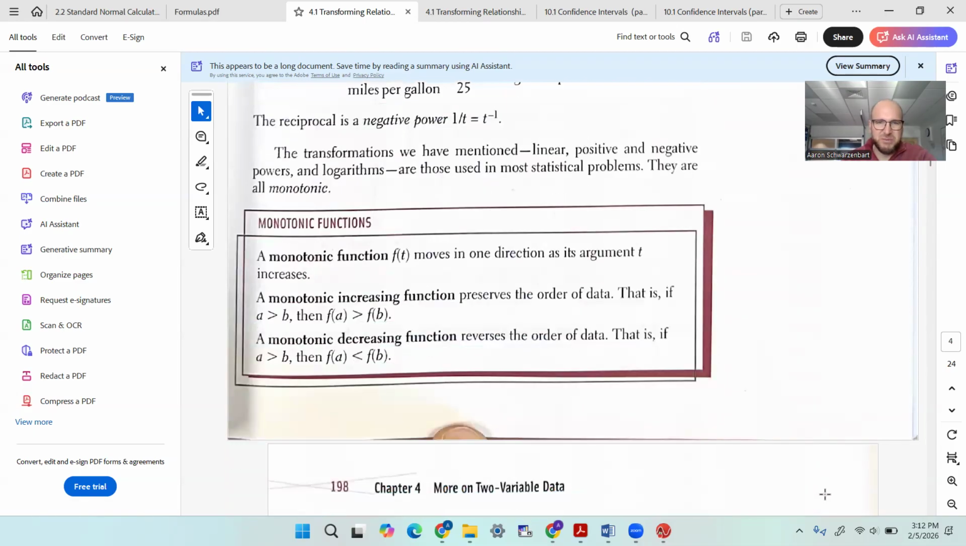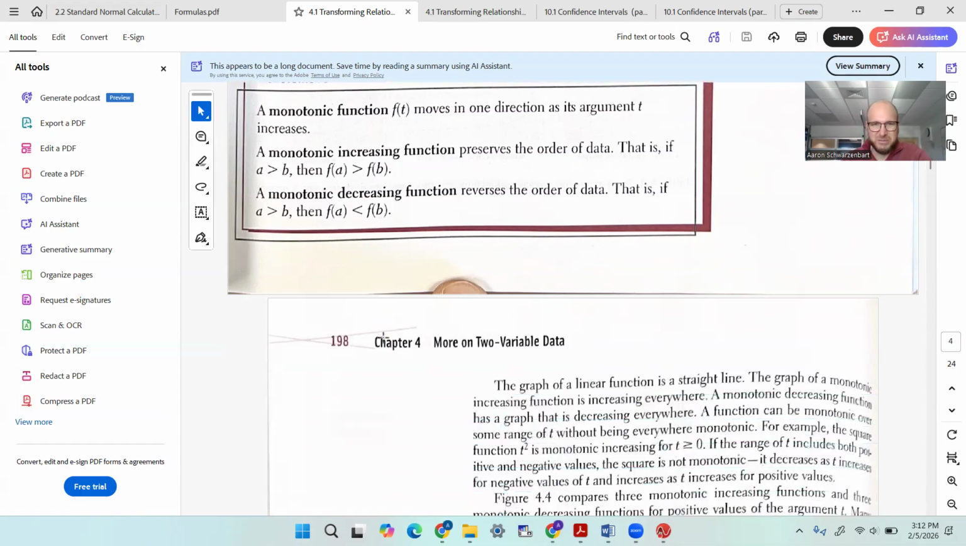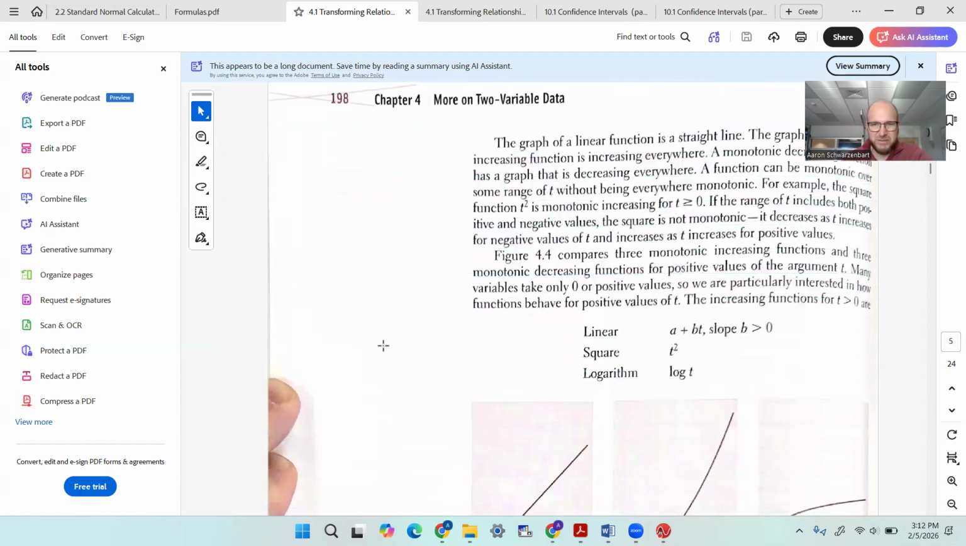Monotonic functions means it's moving in one direction. So as one increases, the other always increases, or it always decreases. Monotonic increasing preserves the order when you do a transformation. Monotonic decreasing reverses the order. So if A is greater than B and it's decreasing, when I apply most of these functions to it, f of A becomes smaller than f of B.